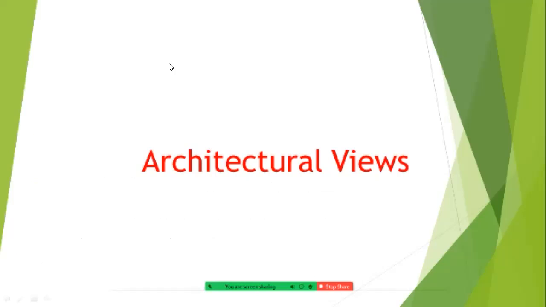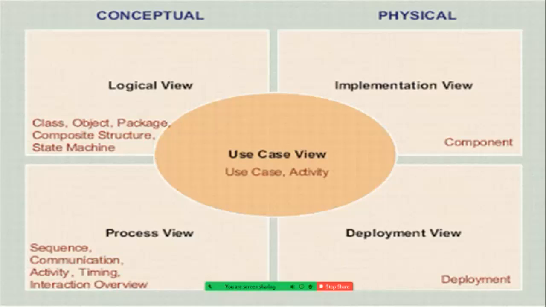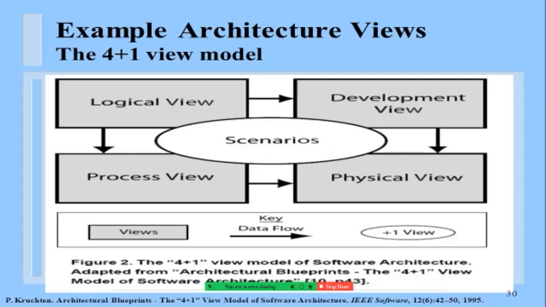Friends, now the architectural views. This is the diagram where conceptual and physical, use case view, use case activity. Here, logical view, implementation view, process view and deployment view. In the logical view: class, object, package, composite structure, state machines. In the implementation view, there is a component. In the process view: sequence, communication, activity, timing, interaction overview. And in the deployment view, there is a deployment diagram.